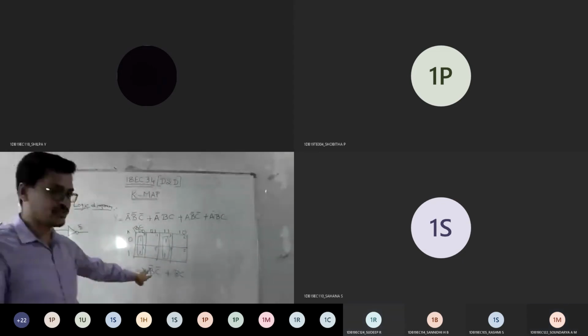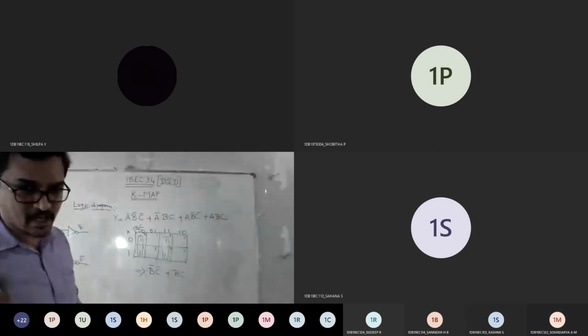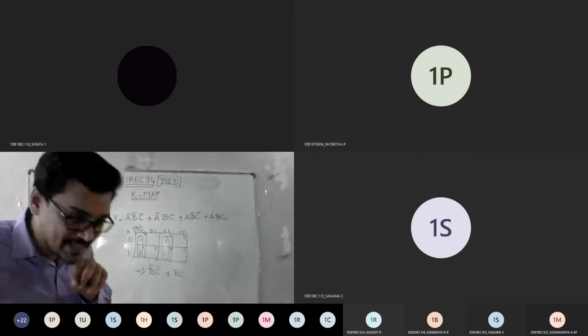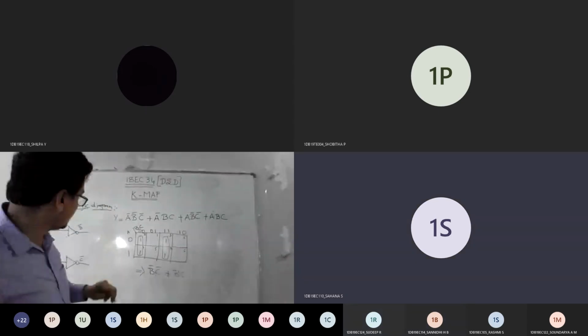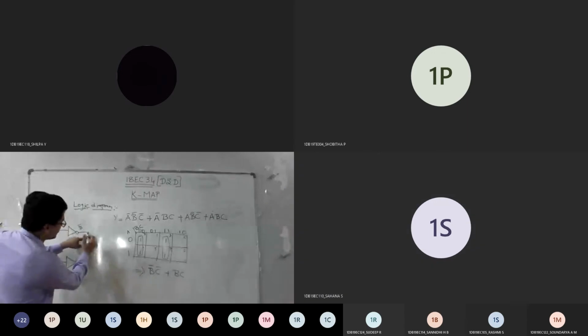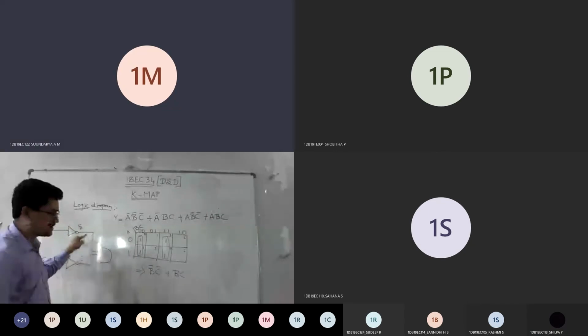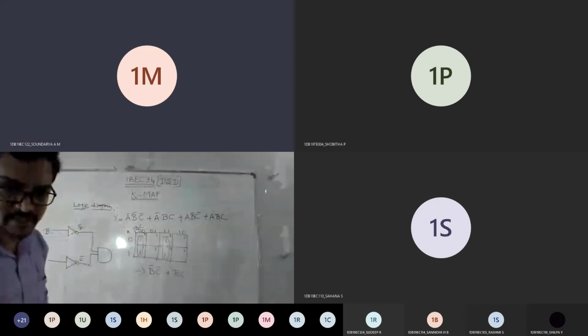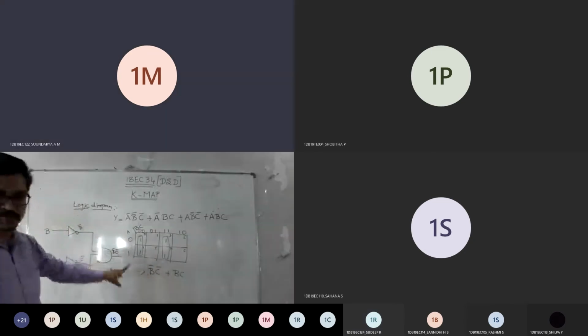Okay, next. You want B bar into C bar. What is the meaning of B bar into C bar? Which gate? AND gate. Very good. So whatever output you got from each NOT gate, combine together and connect to the AND gate. Is it fine, everyone? Yes, sir. So this is your B bar C bar. After connecting, you got this.